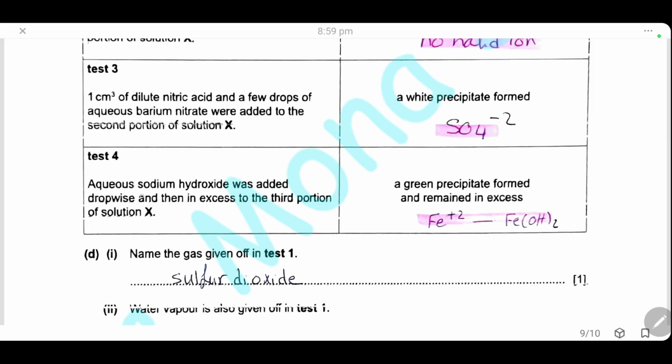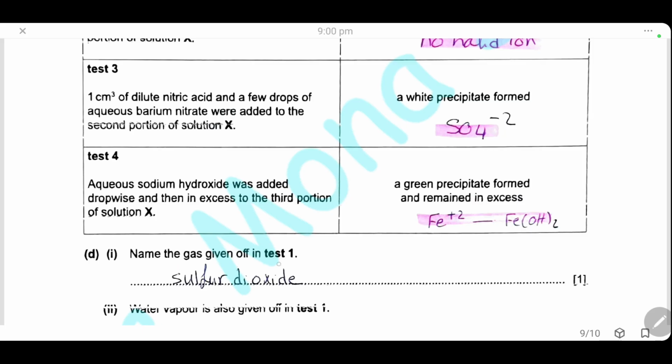Test number 4, aqueous sodium hydroxide was added dropwise and then in excess to the third portion. A green precipitate formed and remain in excess that indicate the presence of iron 2 ions, and the green precipitate will be the iron 2 hydroxide.